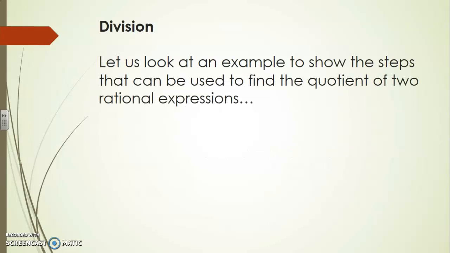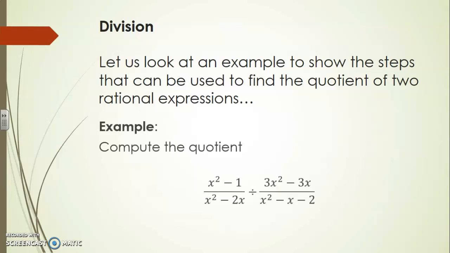Finally, we're going to look at division, and again use an example to describe the steps for which a quotient of 2 rational expressions can be computed. So this time we will calculate the quotient of the rational expression x squared minus 1 over x squared minus 2x, which is divided by 3x squared minus 3x over x squared minus x minus 2.